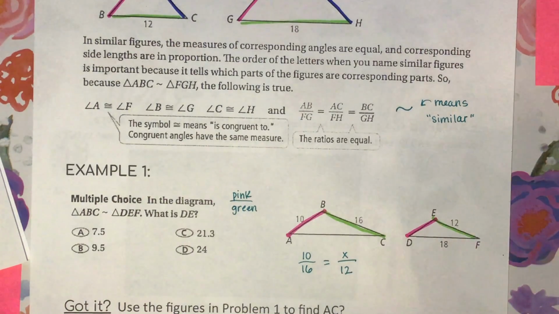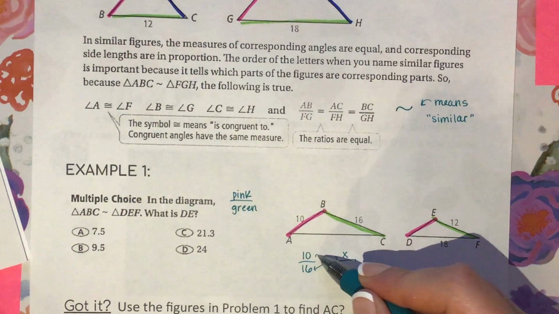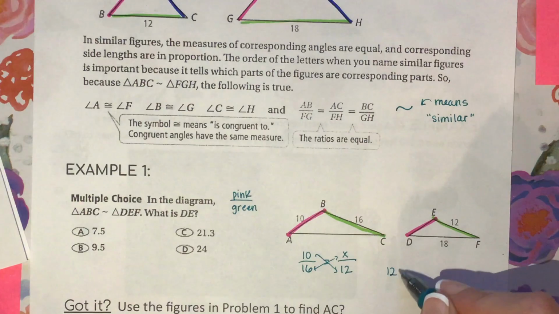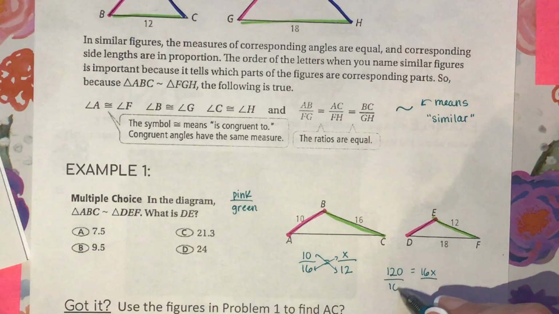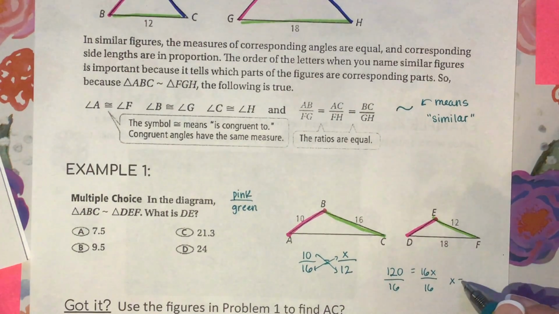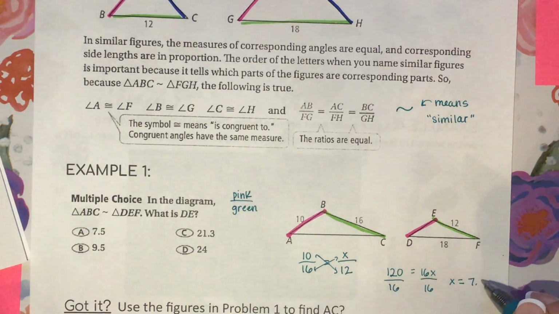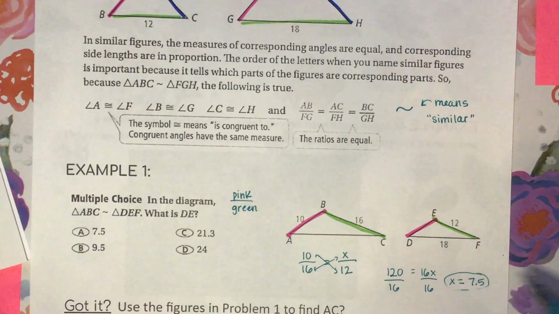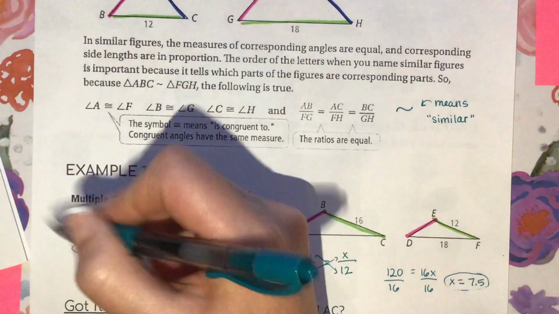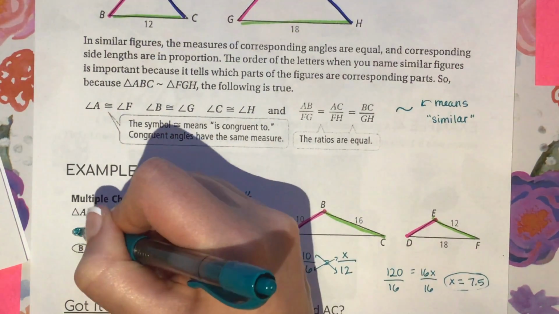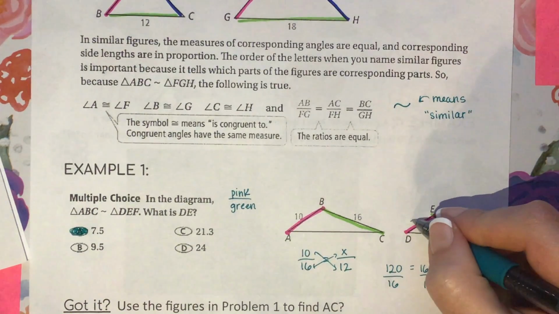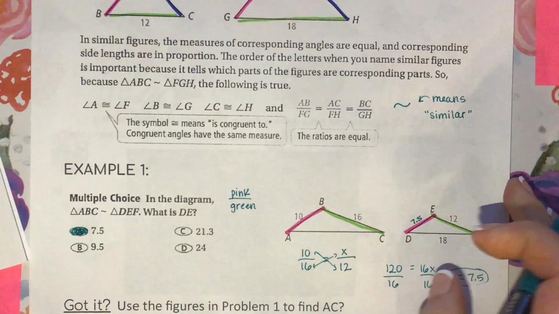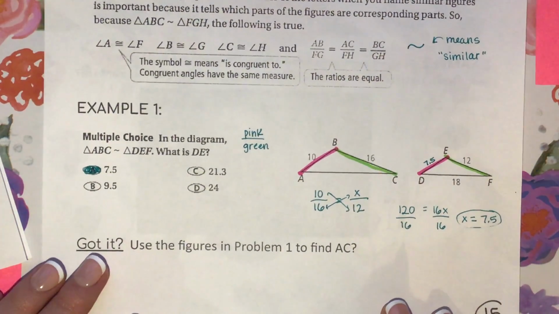Okay, so now I'm going to cross multiply. I get 120 is equal to 16x. Divide by 16 on both sides, and x is going to equal 7.5. So over here in our options, that is option A. So I'm going to fill that in. And I'll go ahead and write it in on my triangle as well.